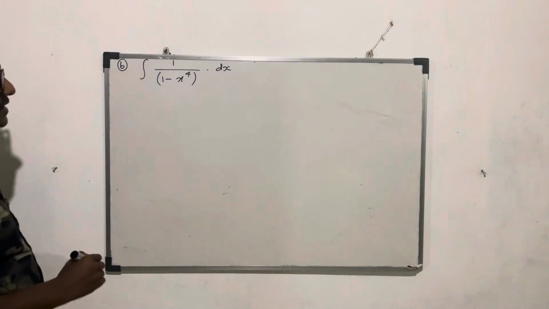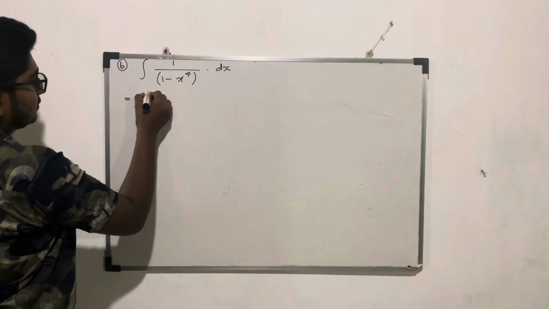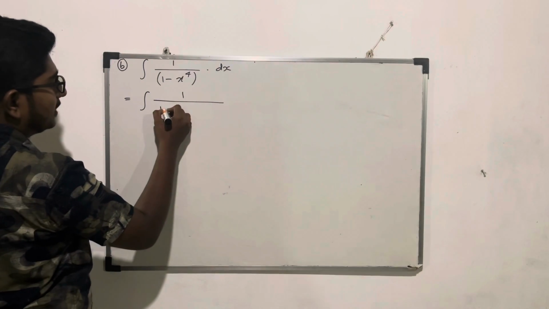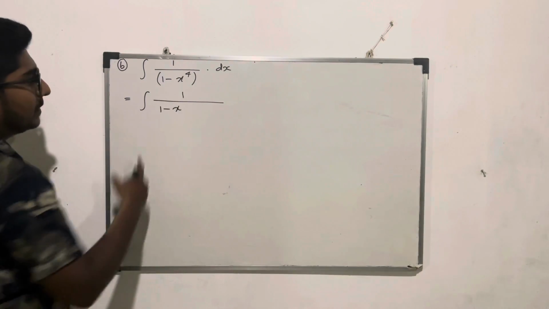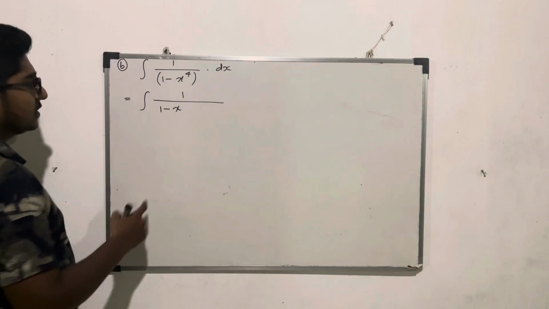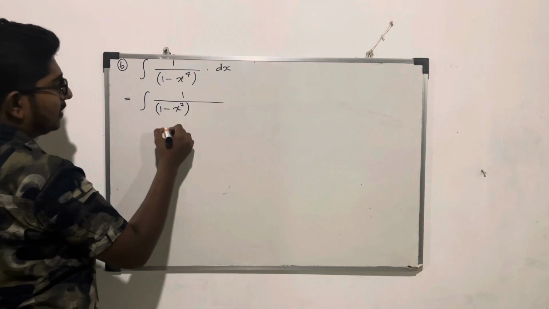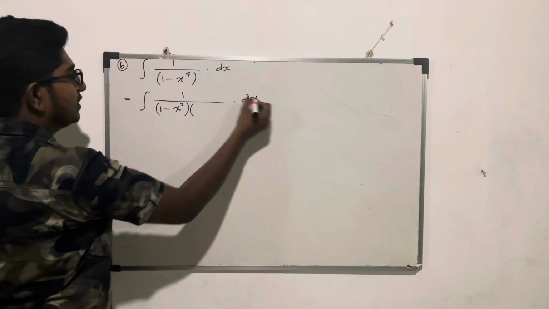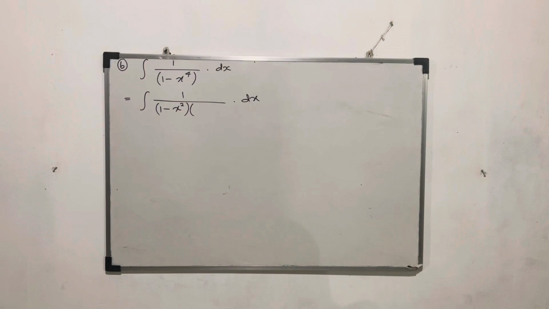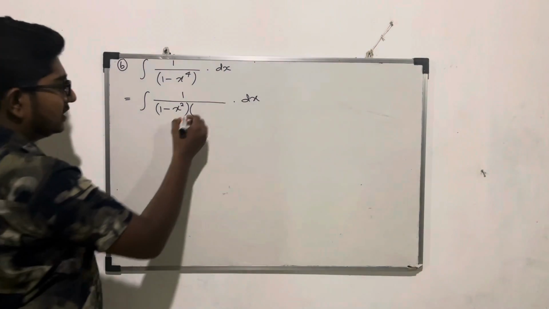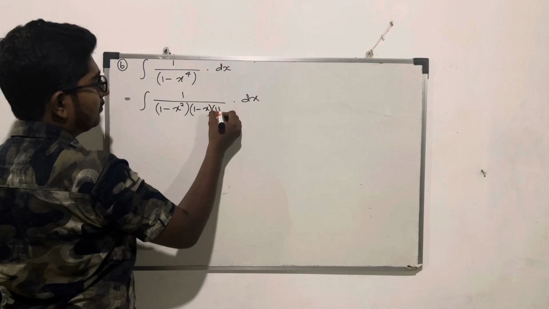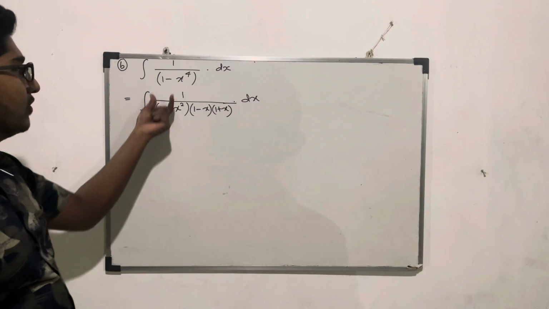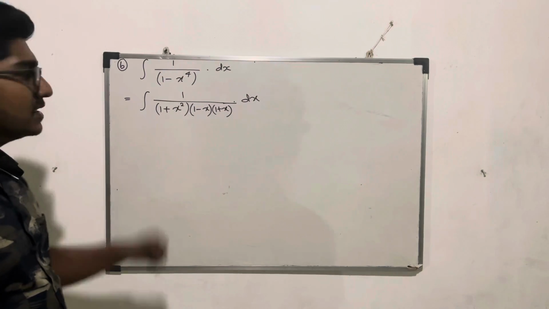Question number 6. So in this integration question, denominator is 1 minus x to the power 4. So we can apply difference of two squares here. Factors are 1 minus x square, 1 plus x square. Again for 1 minus x square also I can write difference of two square factors. That is 1 minus x, 1 plus x. 1 minus x, 1 plus x is written for 1 minus x square. The other factor is 1 plus x square.